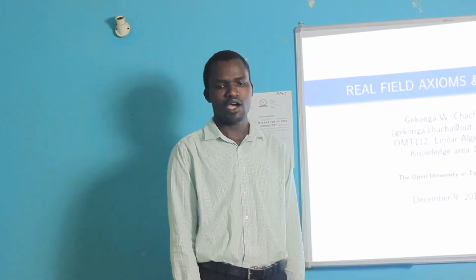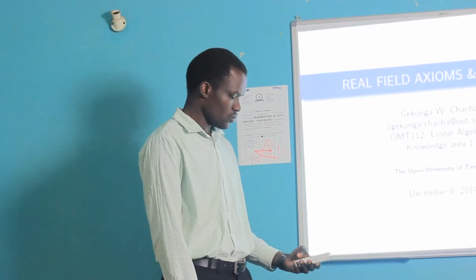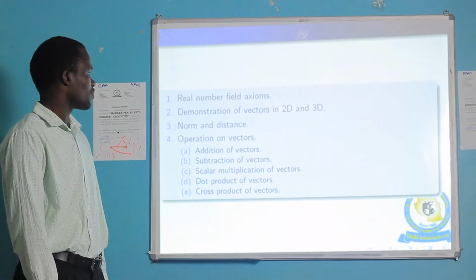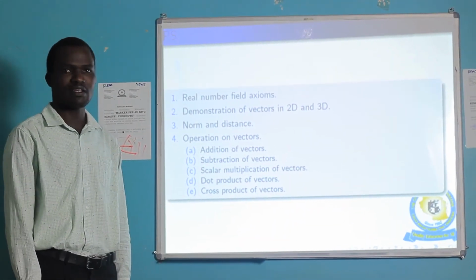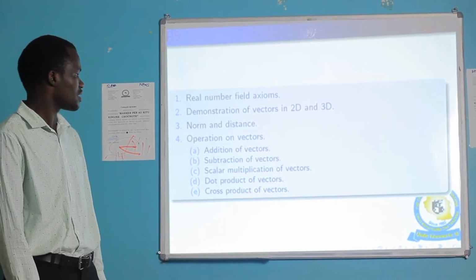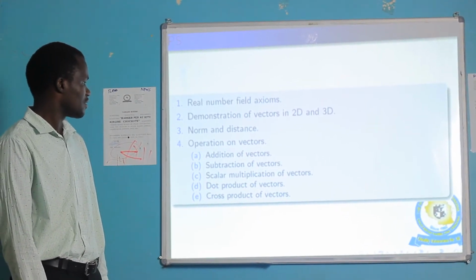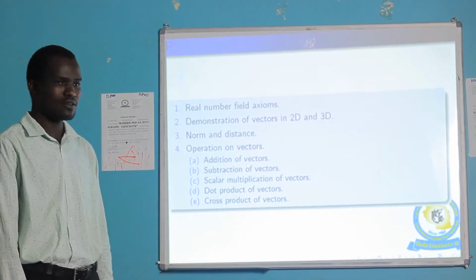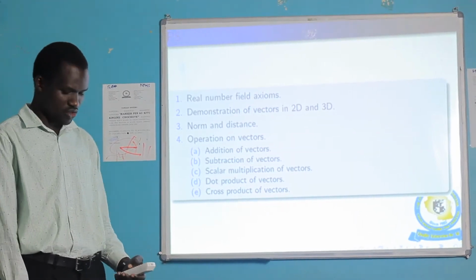I'm going to give a lecture on Linear Algebra 1, which is OMT 112. Here I'm going to talk on knowledge area 1, which is going to cover the following things: real number field axioms, demonstration of vectors in 2 dimensions and 3 dimensions, norm and distance, and operations on vectors. We are going to see all these operations on vectors.